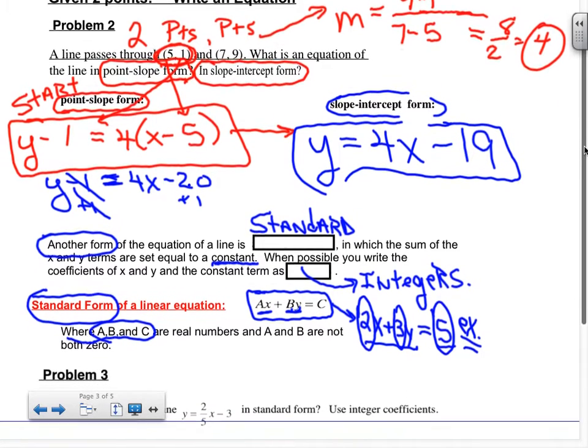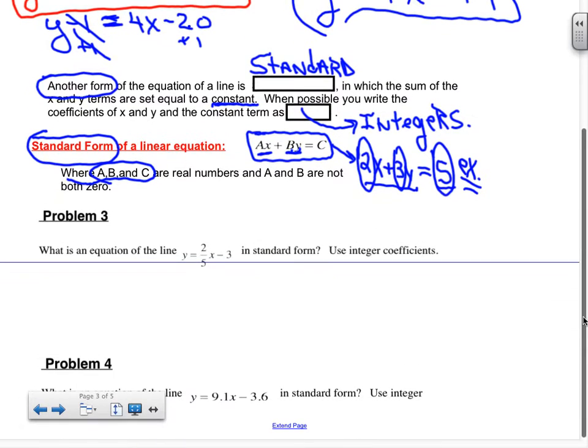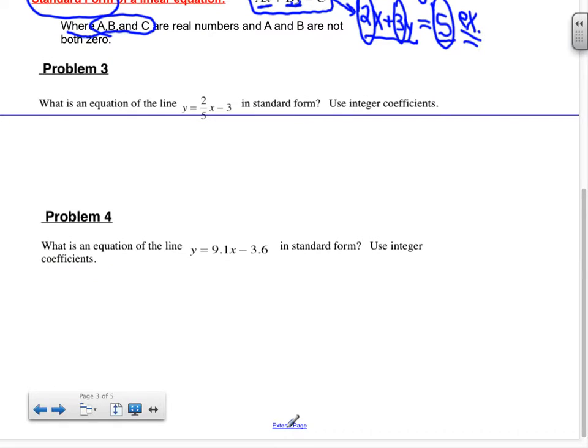Okay, let me move over here. Let me come down and down again and extend the page. Okay, so here we go. Now, what is an equation of a line? Oh boy, this doesn't show up very well. y equals, I think that is 2/5. Is that 2/5? 2/5 x minus 3. I'll rewrite that. 2/5 x minus 3. So in standard form, that's our goal. Put it in standard form with integer coefficients.